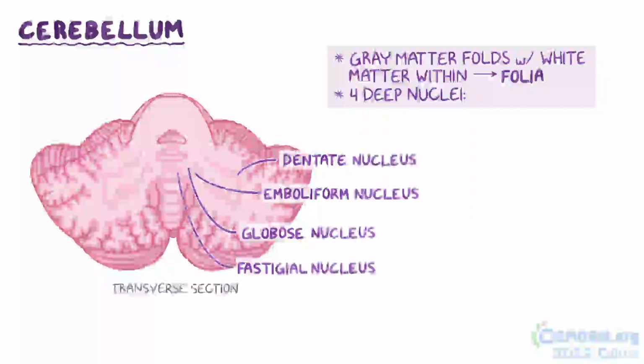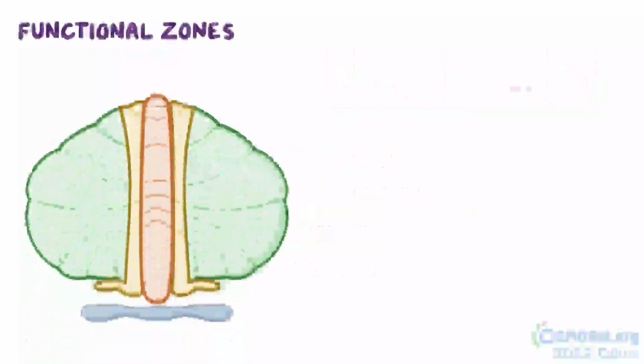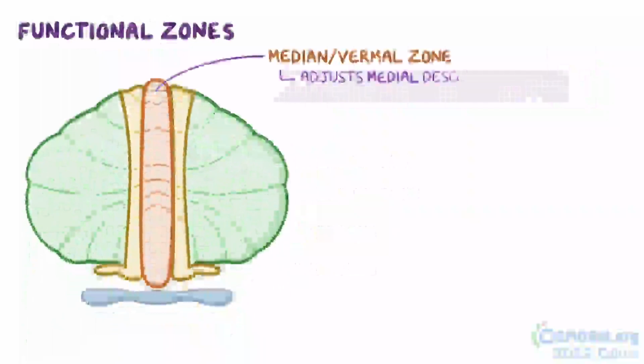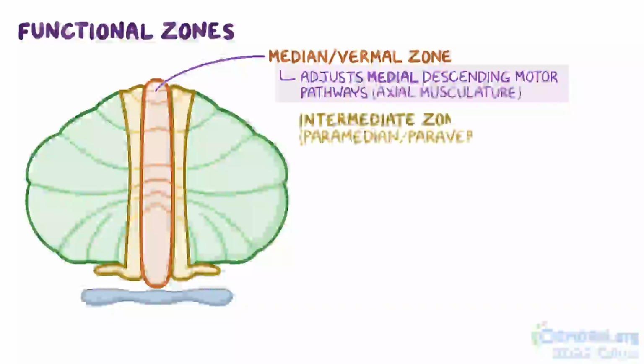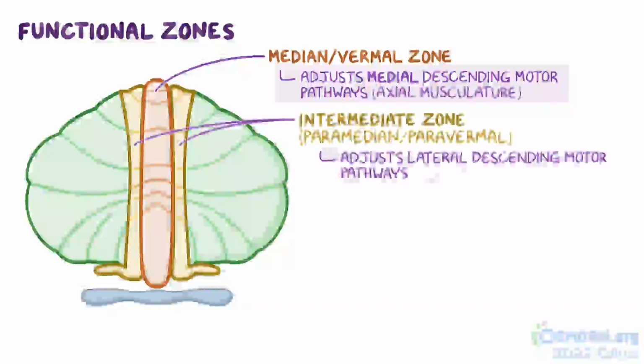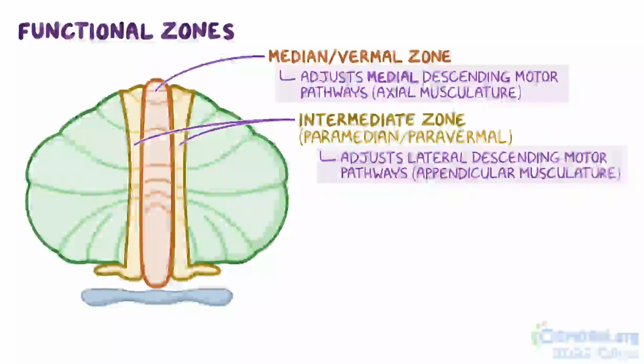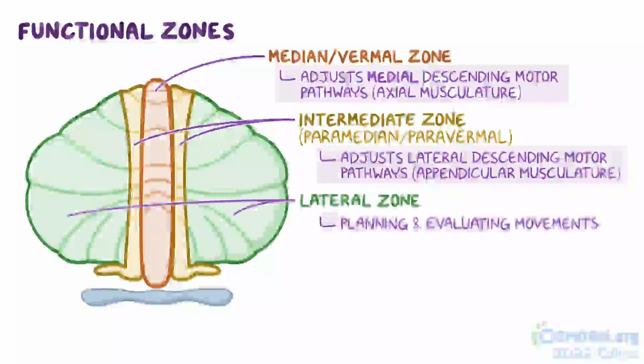The cerebellar cortex can be divided into 3 functional zones: the median, which helps to adjust medial descending motor pathways that include those that act on axial musculature, the intermediate or paramedian zone, which assists in adjusting lateral descending motor pathways that include those that act on appendicular musculature, and the lateral zone that works on planning and evaluating movements.